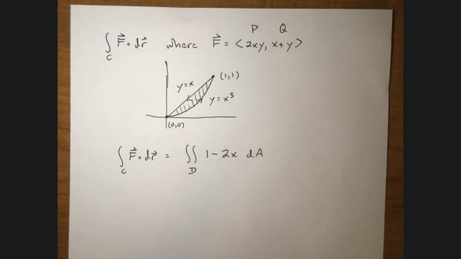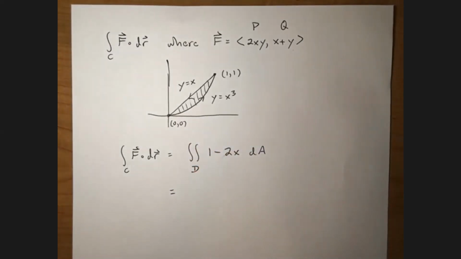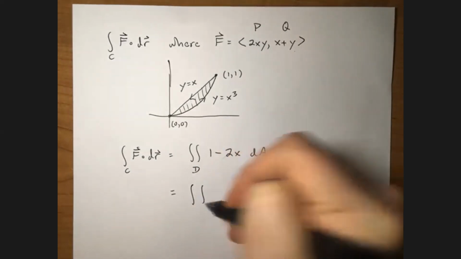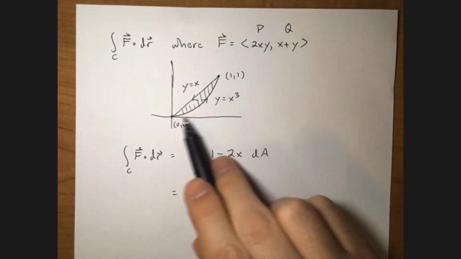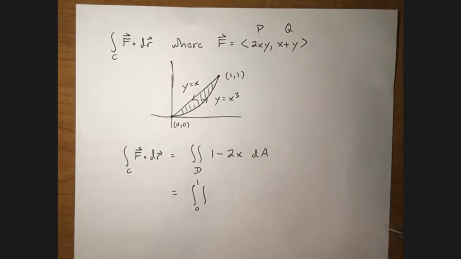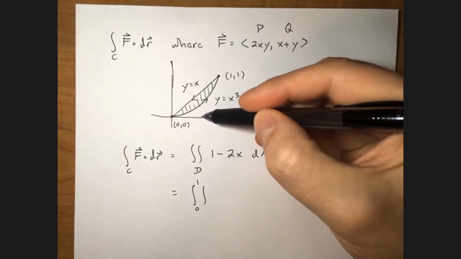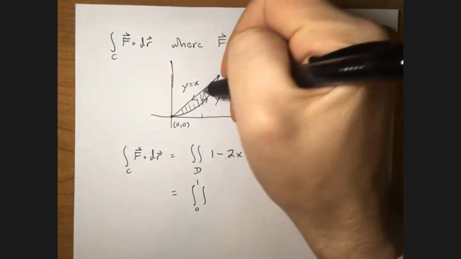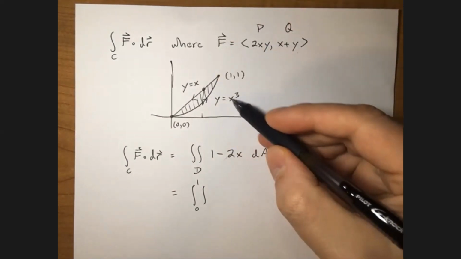So how do I do that? Well, we know how to set up double integrals. It looks like for every x between 0 and 1, y is going to go from here to here. So y is going to go from x cubed to x.